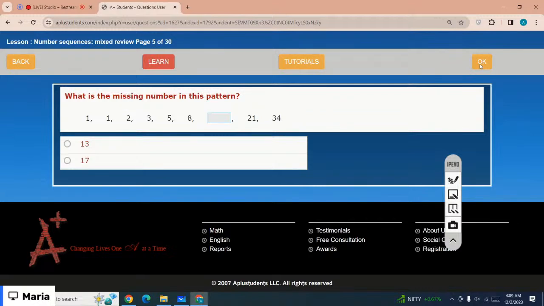Okay, what is the missing number in the pattern? Which is the correct option? Yes, each next number is the sum of the last two numbers, right? You can see here 1 plus 1 is 2, 2 plus 1 is 3, 3 plus 2 is 5, 5 plus 3 is 8. So that would be 8 plus 5, 13. Yes, the missing number is 13, right?